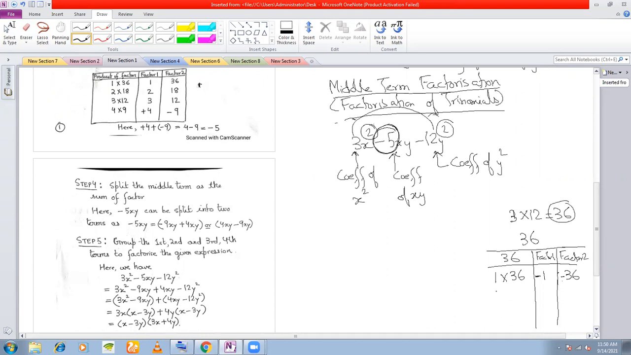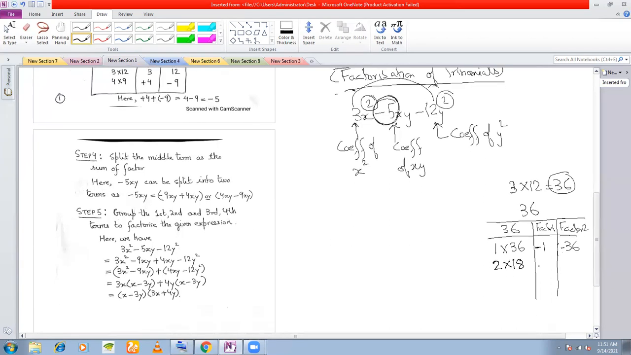The other factor is, if you take 36 and divide by 2, how much will you get? 18. So 2 into 18 is the other factor, right? So you are getting 2 and 18. Now, with these two factors, 2 and 18, if you add 2 and 18, can you get minus 5? You're getting 20, right?